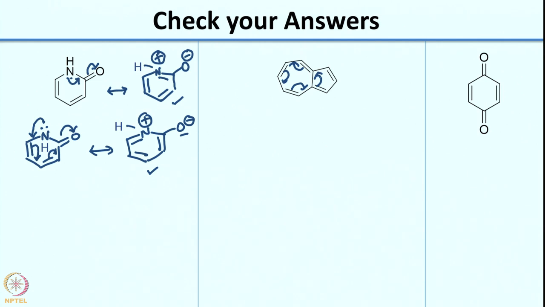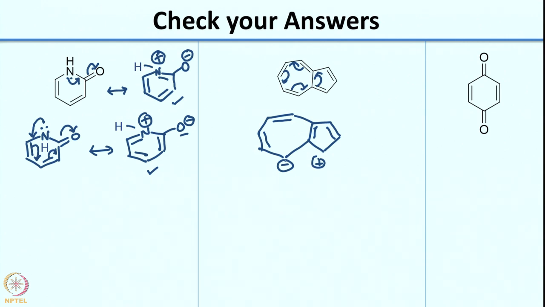For the second problem, if I push electrons in this direction, let us first draw the skeleton structure. So I have a 5-membered ring and then I have a 7-membered ring. Now that I have pushed the electrons, I am generating a positive charge here, a double bond here. The double bond there moves, the double bond here comes, and then I have a negative charge here.